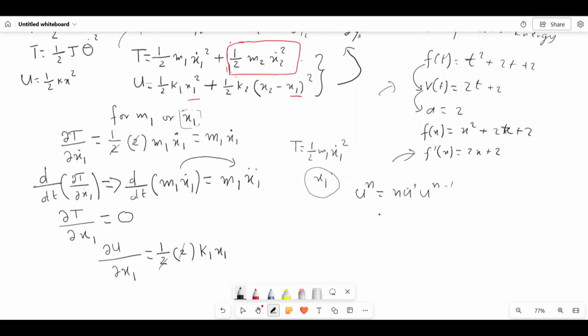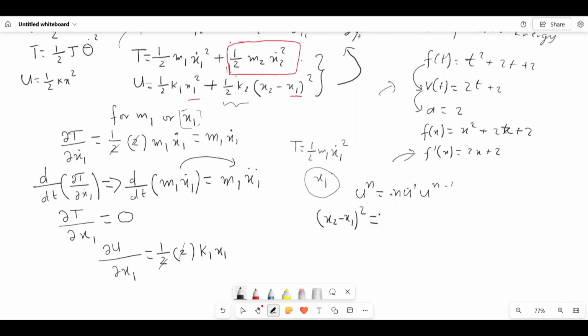Mr. Cabello, what's going to happen here? You identify your u. I'm going to do it step by step. Forget about half k2 for now. Let's focus on what's inside. You have x2 minus x1 squared. Remember, we are doing differentiation by part where the variable is x1.